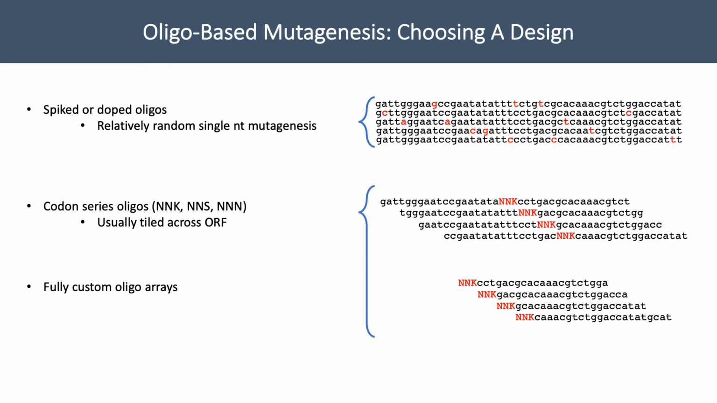Lastly, if you want to eliminate certain types of variation entirely or generate a very precise set of variants, you can order custom oligo arrays.